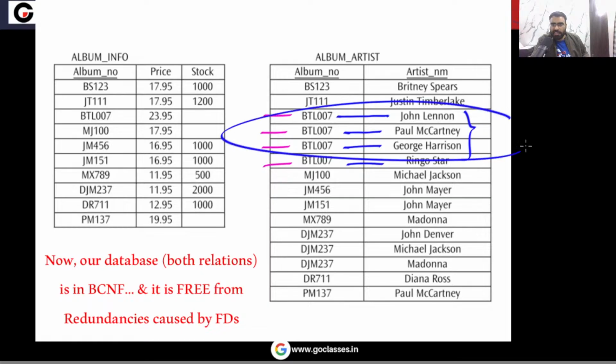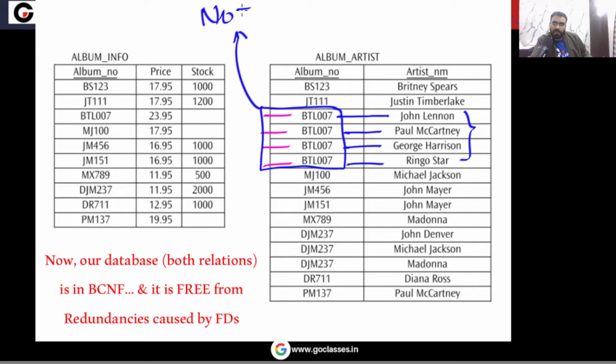But focus here. Here we don't have any data redundancy, because if I am repeating this album number, this is not a redundancy. Why? Because I am getting the information that for this album number there are 4 artists, and I am giving their different names. You can see all these 4 rows have 4 different artist names. So this is not a data redundancy.